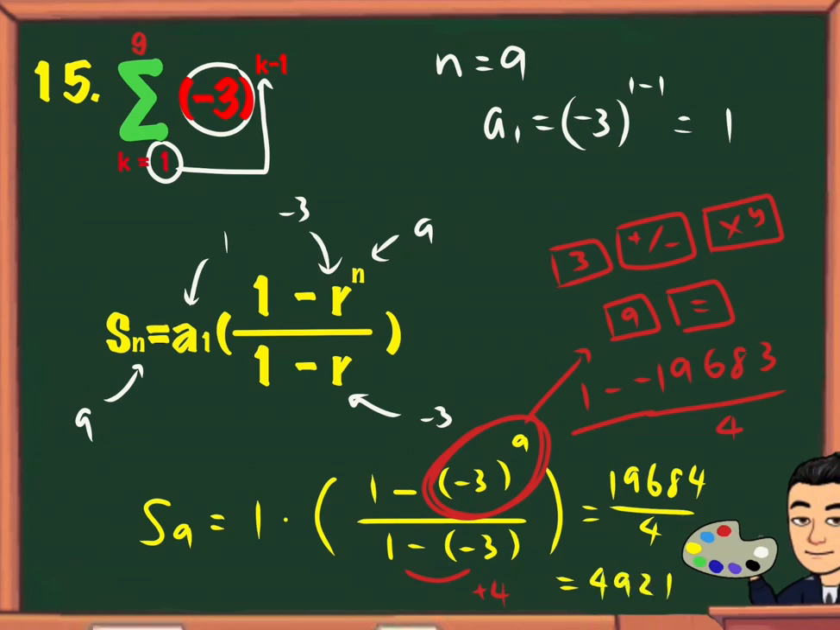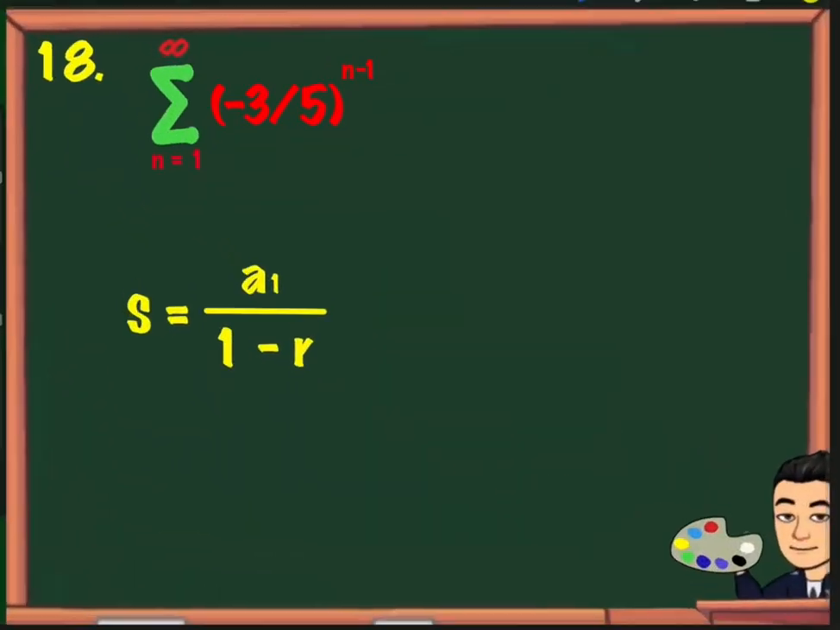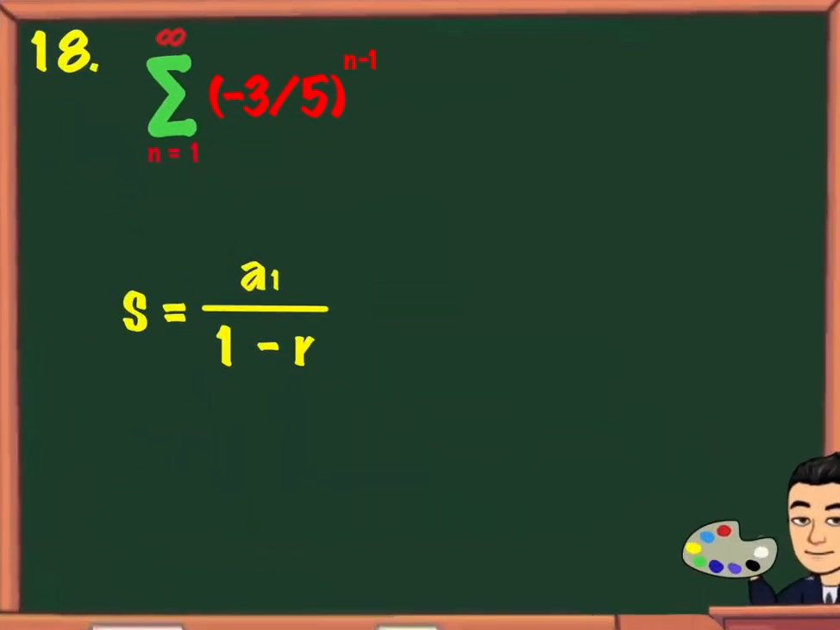All right, so let's check out number 18. We had to evaluate the infinite geometric series. I think this one is easier. Let's get started with the ratio. It's already there. It's whatever is in the parentheses, so it's -3/5.